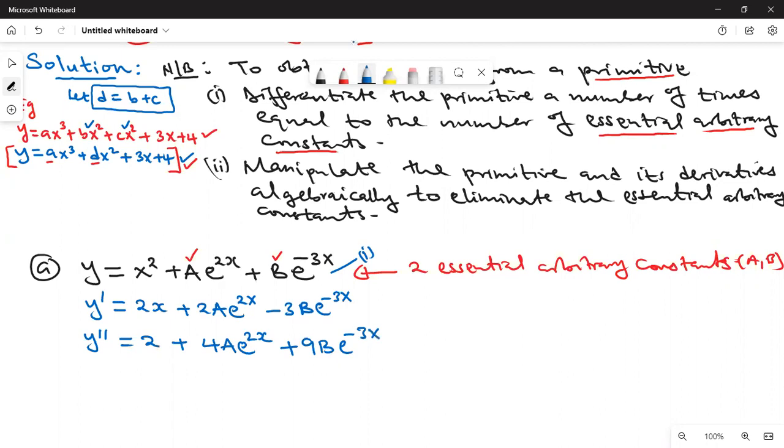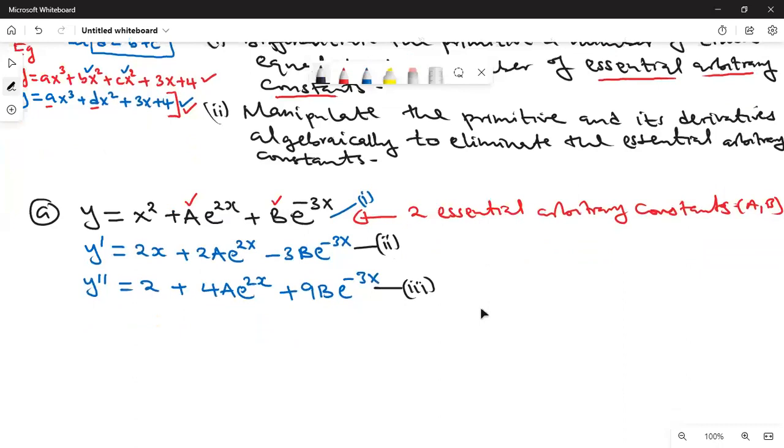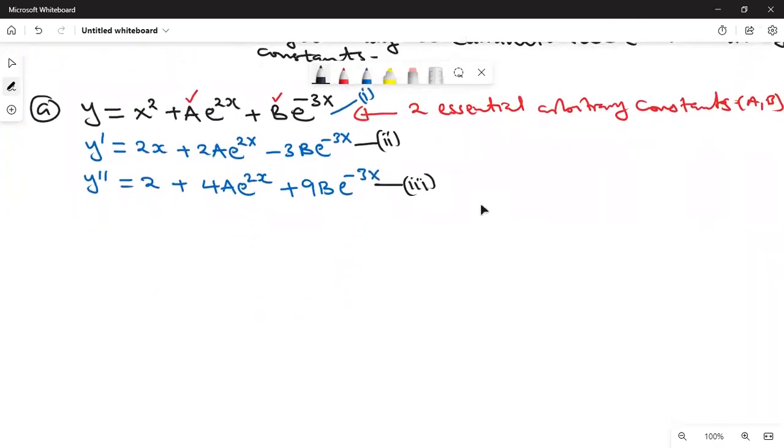We have differentiated the primitive a number of times equal to the number of essential arbitrary constants. In part B, or simply the second step, we need to manipulate these three equations algebraically to get rid of the essential arbitrary constants. So we have those three equations, Roman 1, 2, and Roman 3. Now I want to start by eliminating A.